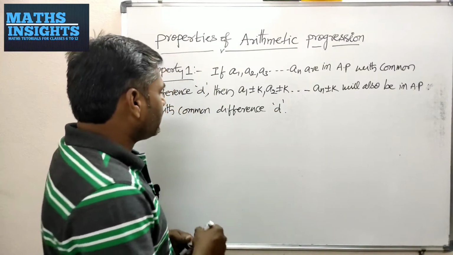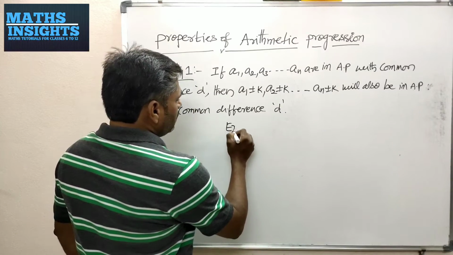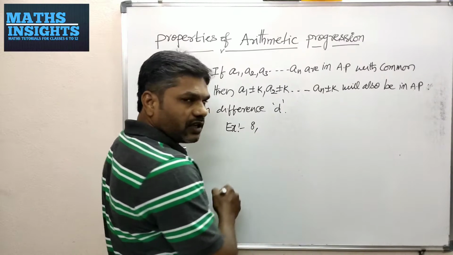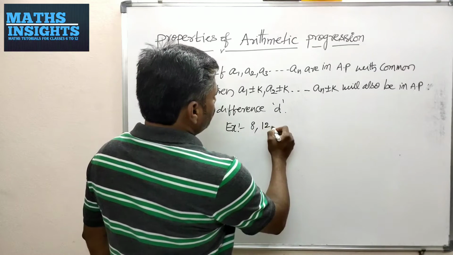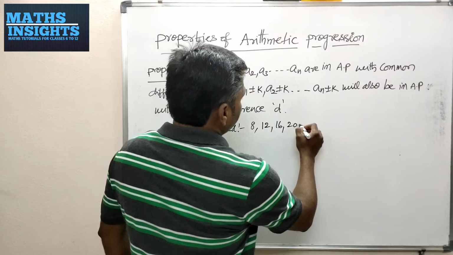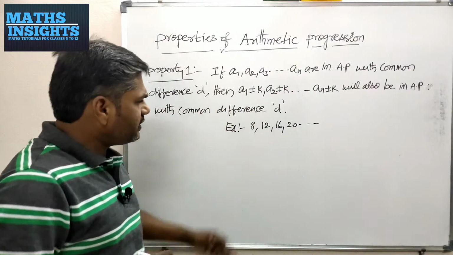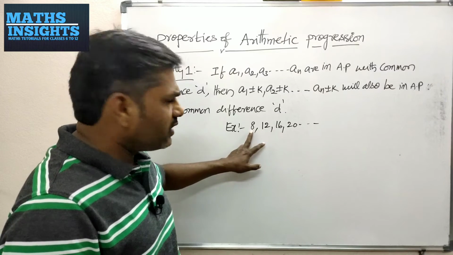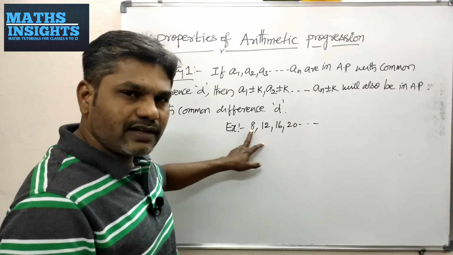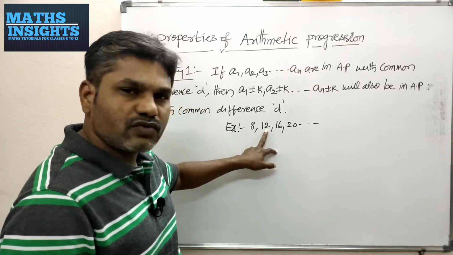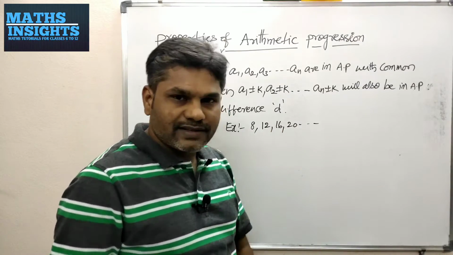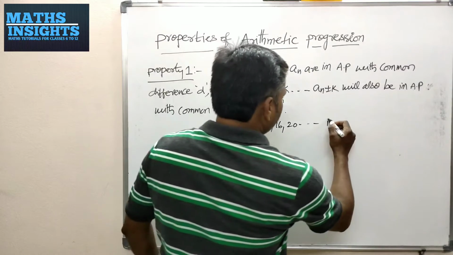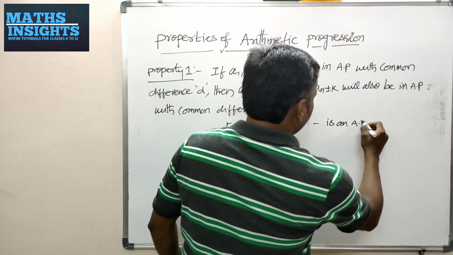See, for example, I will take an AP starting with 8. So 8, 12, 16, 20 and so on. This is in AP since the common difference is T2 minus T1, which is 12 minus 8 is 4, 16 minus 12 is 4, 20 minus 16 is also 4. Therefore, it is an AP.